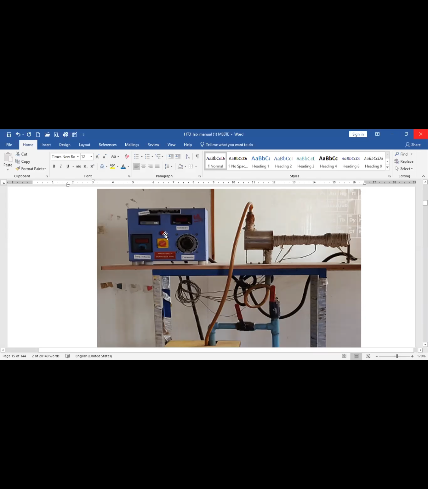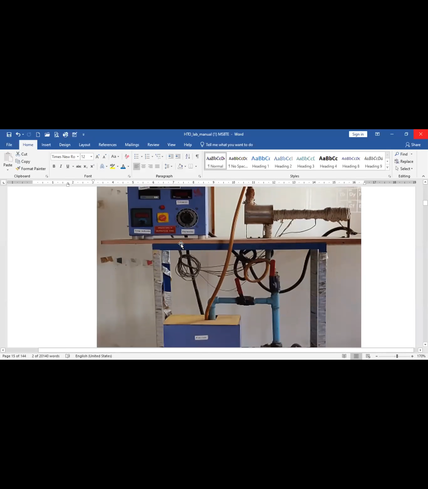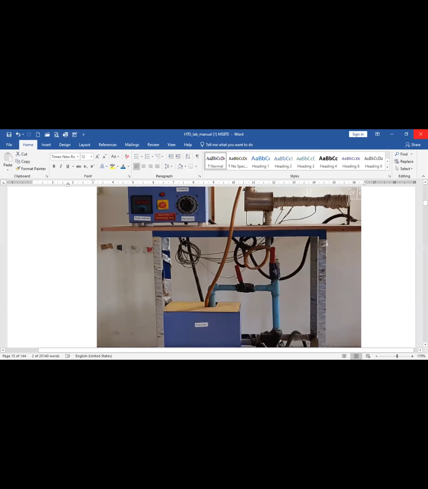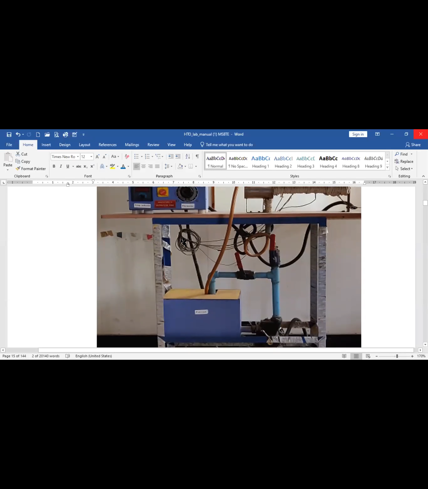Then this is the main supply indicator. These are the indicators of voltage, current and temperatures. So depending on the set point, whatever the requirement from our side, we have to adjust this voltage, and then we can have the different temperatures on the control panel display. So this is the simple assembly or the experimental setup where you can have the idea regarding this thermal conductivity measurement.